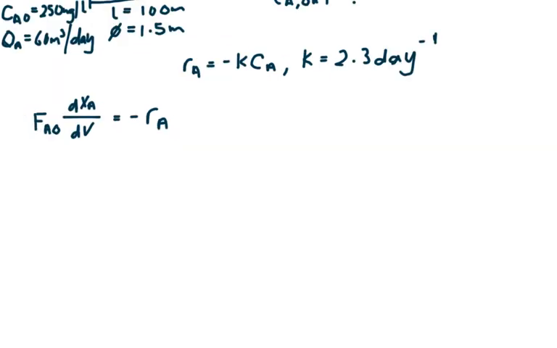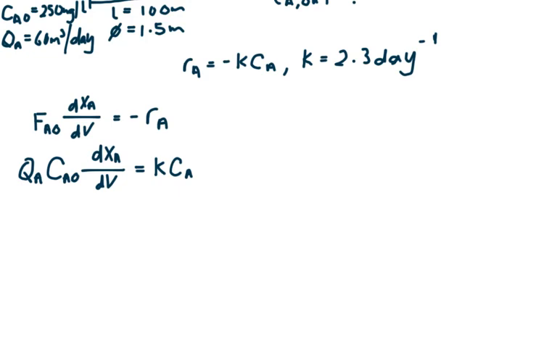So similarly, you have to first use your mass balance equation. Your molar flow rate FA naught is equal to your volumetric flow rate multiplied by the initial concentration of A. dXA over dV equals to, in this case, because it's a first order reaction, negative rA equals kCA.